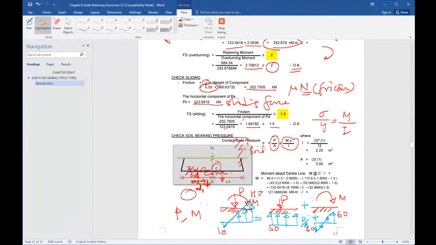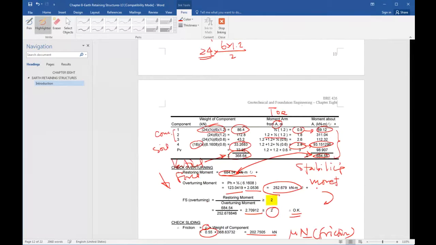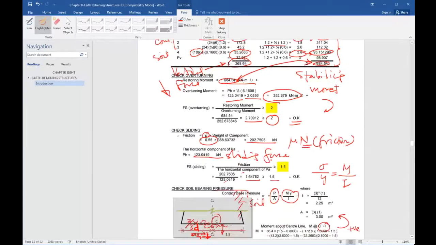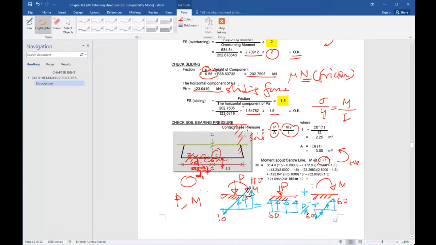So you take the individual moments, assuming anti-clockwise positive. So first of all, 86.4, this one, 86.4 times what? We are talking about the moment about C, right? So it's equal to 1.5 minus 0.8. Why is that?